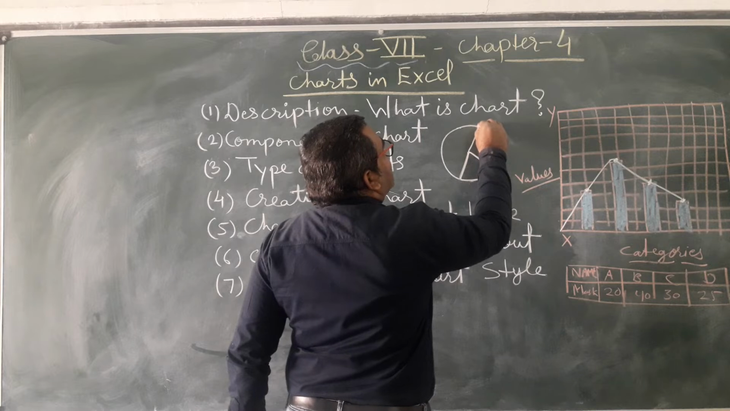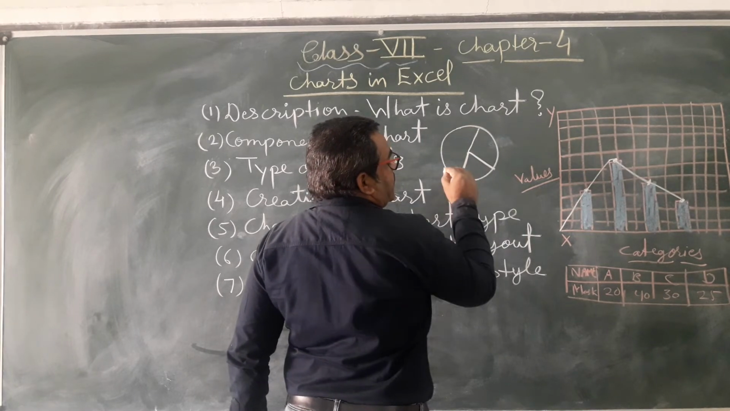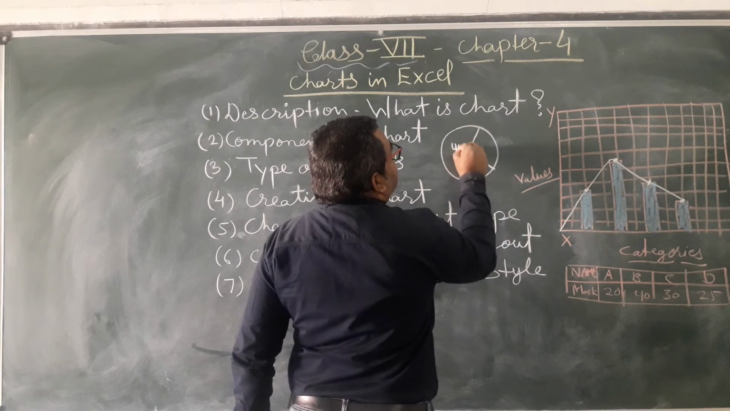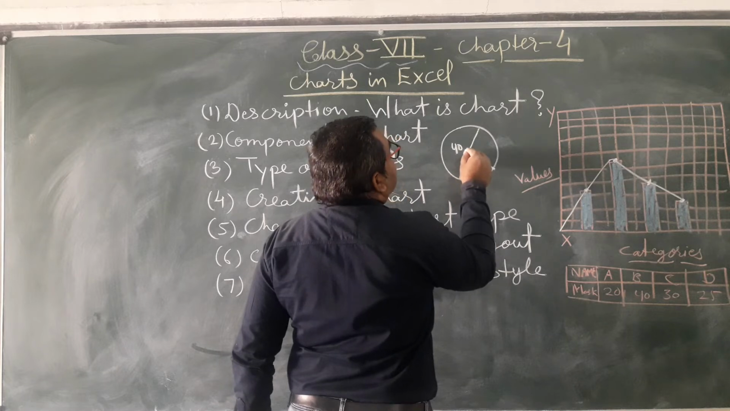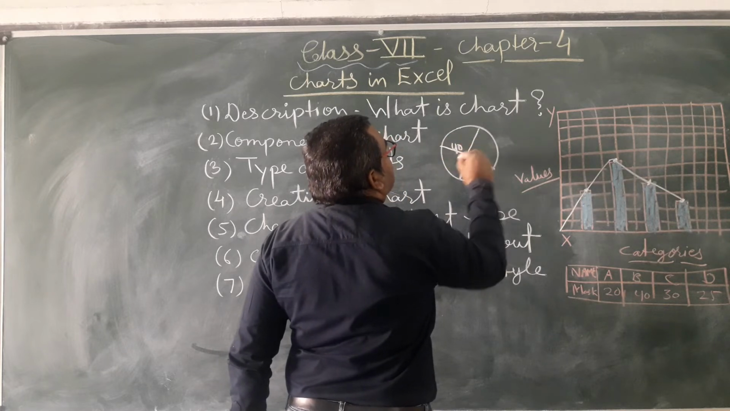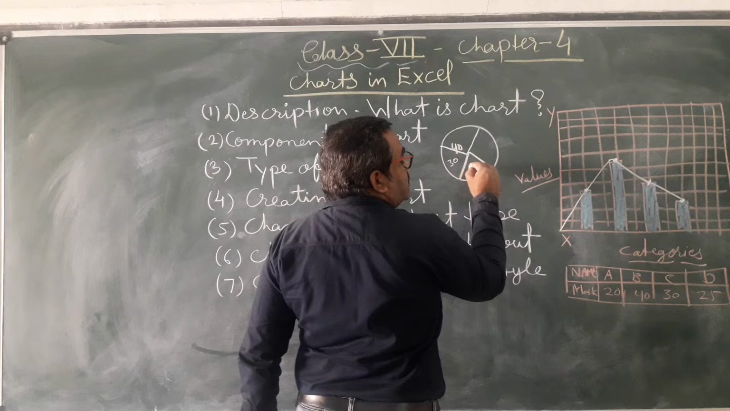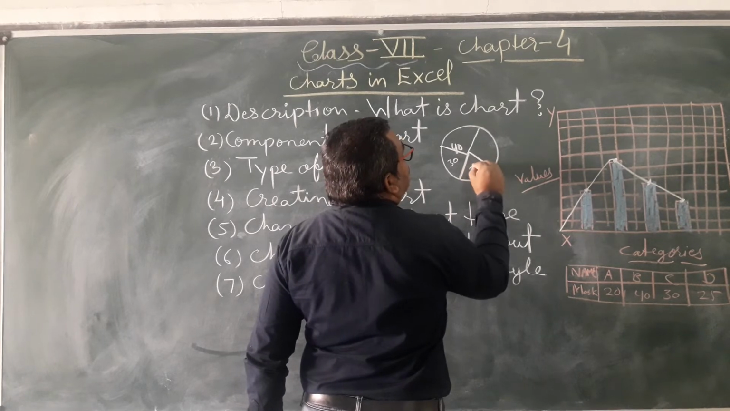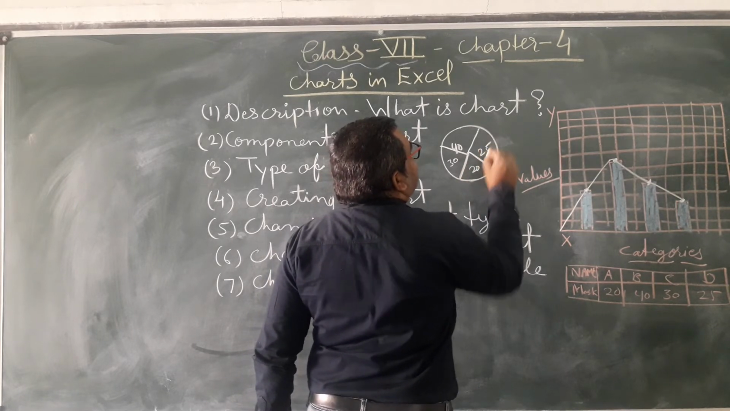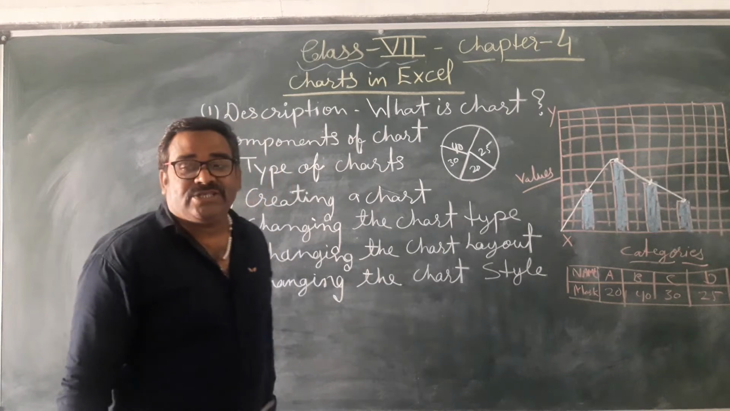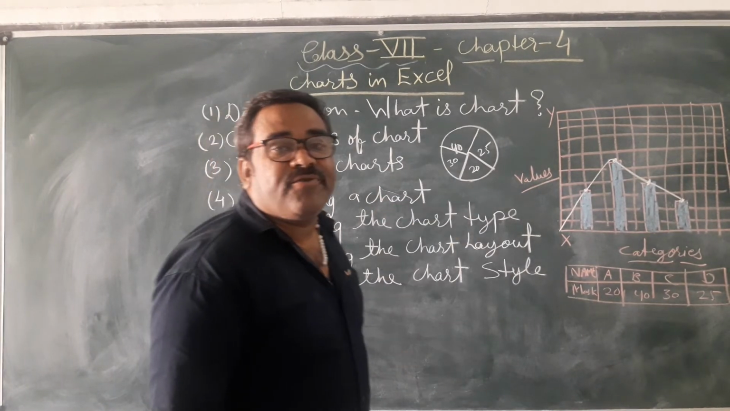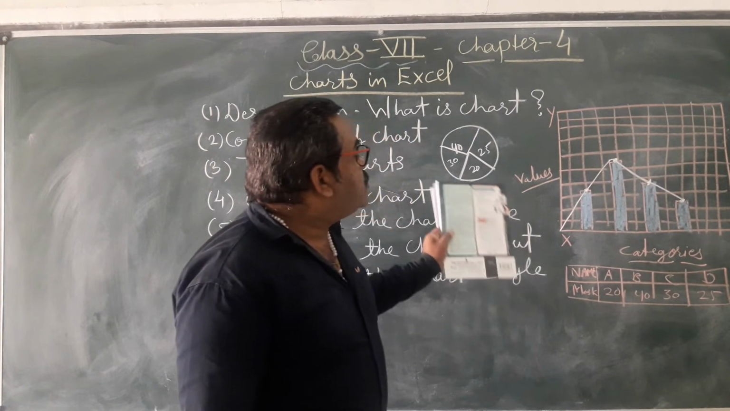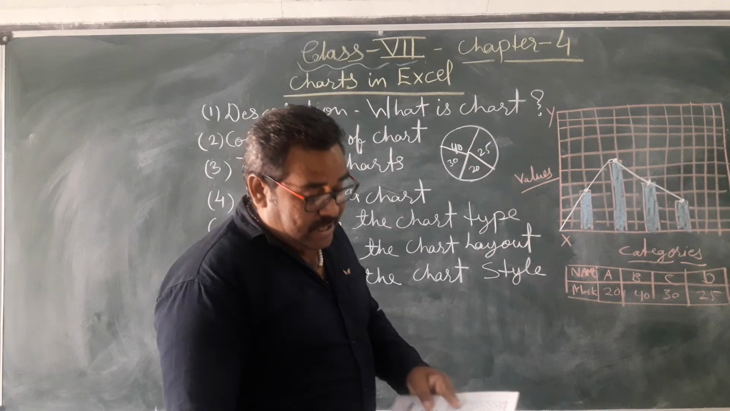That is the line, 40, then 30, then 20, then like that. This is called your pie chart. It is represented in a circular form, and your values and categories are placed like that.